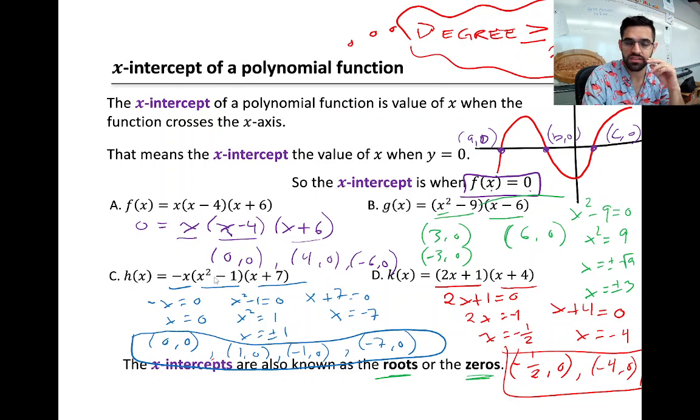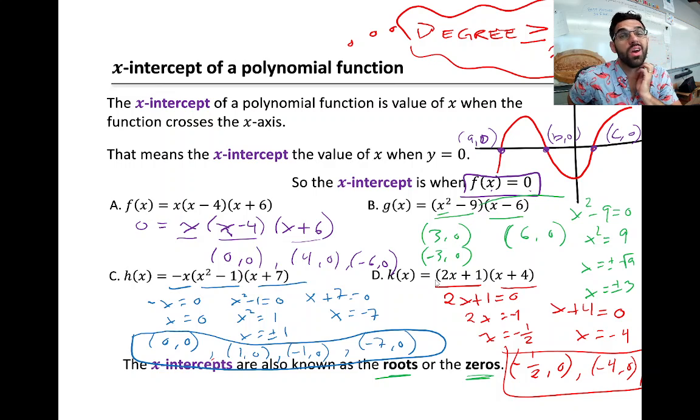Example C has a similar setup. We have an x term, we have a difference of squares term. It's going to give us two intercepts, and we have another term that's going to give us our fourth intercept. Example D has two intercepts. This one's got a fraction.